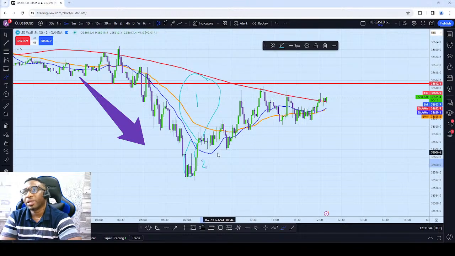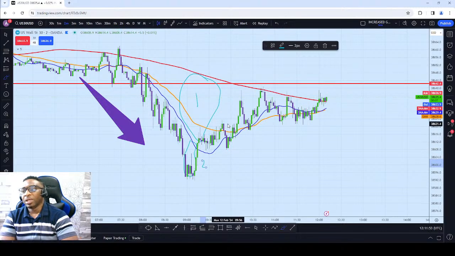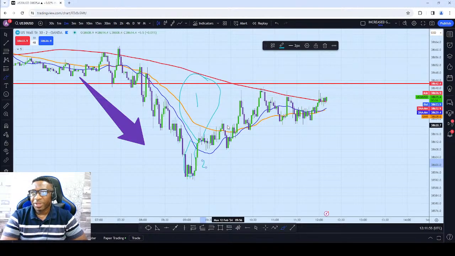Currently my position is in profit, so I've moved my stop loss above my entry, making the trade a risk-free trade. Great. So let's look at what we can find to trade here.